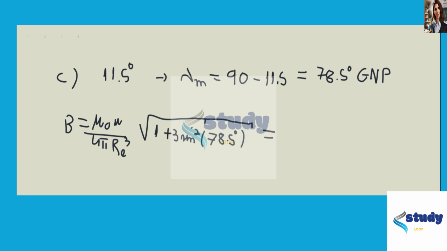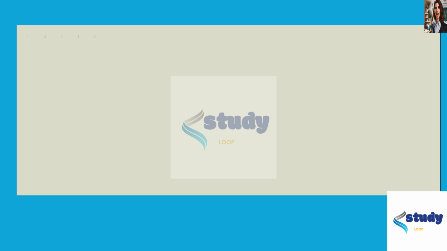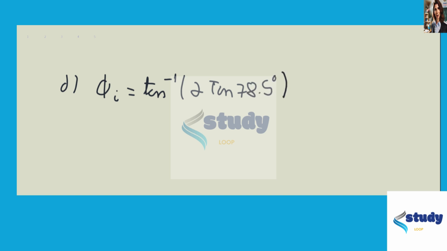And then this gives us a value of 6.11 times 10 to the minus 5 Tesla. Now for the inclination of the magnetic field at the north geographic pole, we have that φI is the inverse tangent of 2 times the tangent of the angle that we have there, 78.5 degrees, and then this is 84.2 degrees. So this is the inclination.